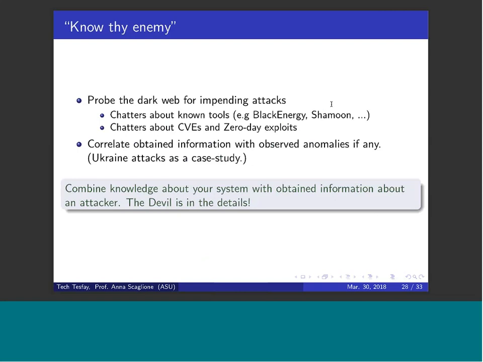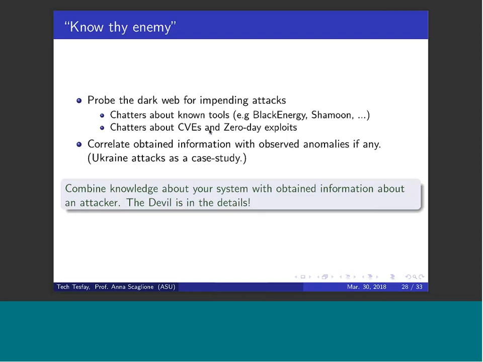So if we observe any sort of abnormal chatter about these tools, we can suspect that there is likely going to be an upcoming attack, not necessarily against us, but we can say that there are possible indications of an attack somewhere, and this can serve as an early warning system.